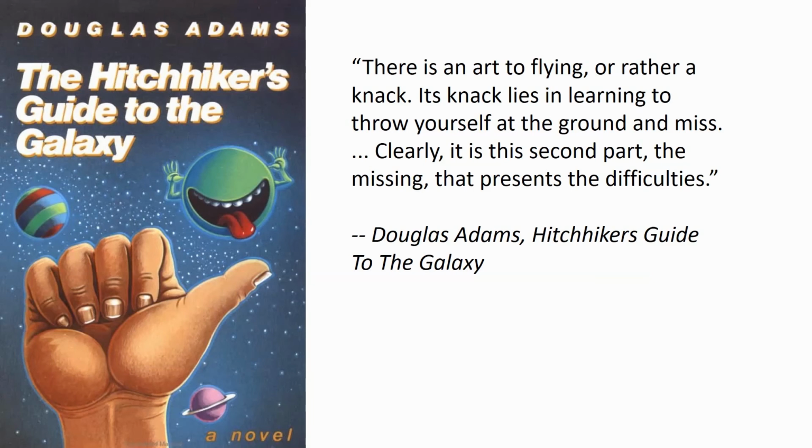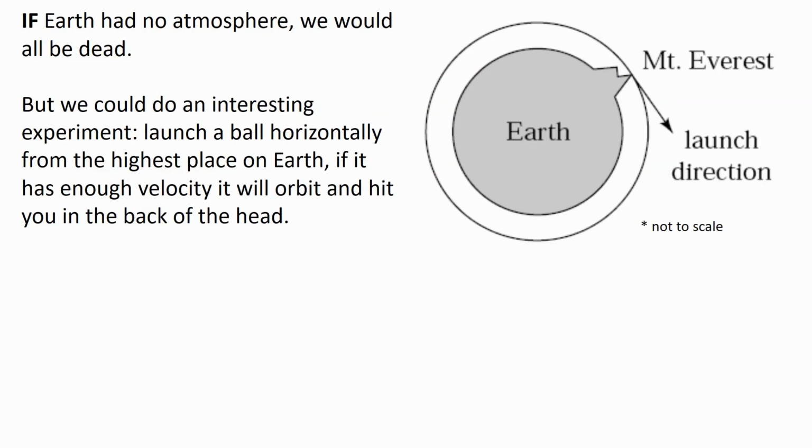But it's absolutely right. All I've got to do to keep flying is to throw myself at the Earth, but just manage to miss the ground. So let's see how we can do that. Imagine that I have an Earth, but it has no atmosphere. If Earth has no atmosphere, we'd all be dead. But if we were still alive, we could do a really interesting experiment. Let's go stand on the highest place on Earth, say Mount Everest. This picture is probably not to scale very much. And if I were to throw a baseball horizontally, if I could throw it fast enough, that baseball would go all the way around the Earth and hit me in the back of the head.